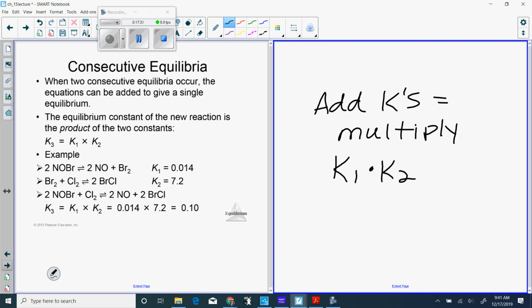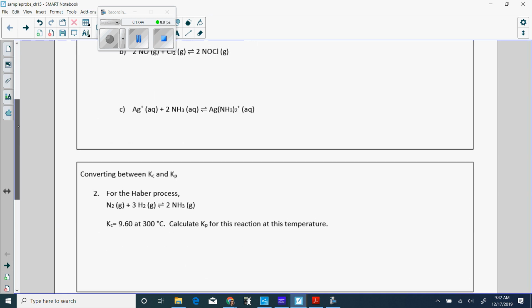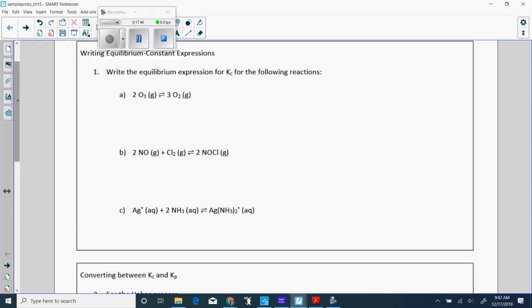So instead, we used to just add down. Now we have to multiply down. Let's do some sample problems, though. So can you flip back to sample problems? We're going to start at number 1. I'm just going to have you practice with your beta buddy. Go ahead and do number 1 with your beta buddy.